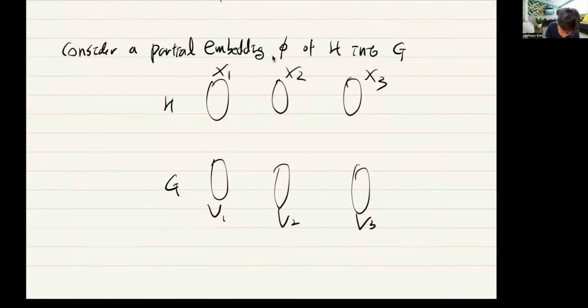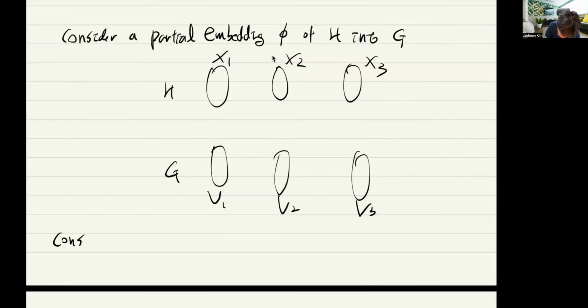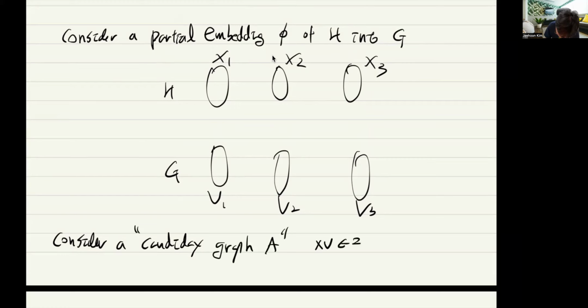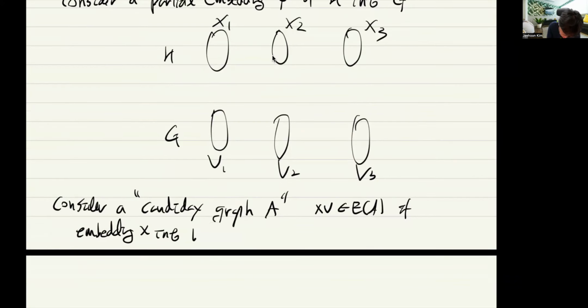So how do you do it? What you do is you consider a candidate sequence, say A. What does it mean? It means that the pair (x, b) is an edge of A if embedding x into b is okay, like it extends the partial embedding π into another partial embedding.